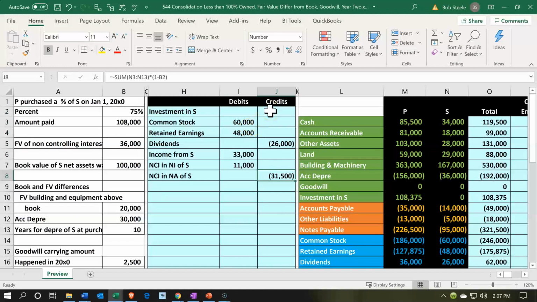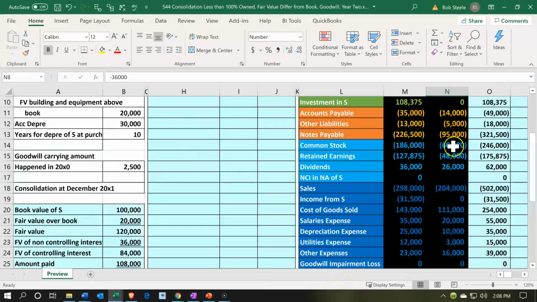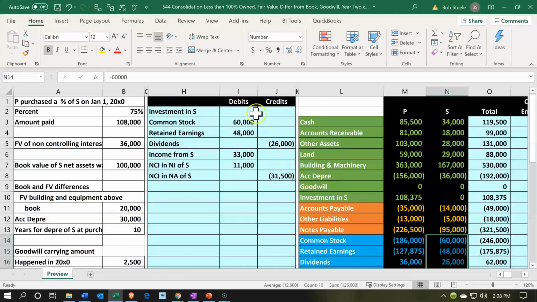The investment account is what we're going to reduce. That's where the other side is going to go, which is going to be the net assets times the 75%, right? So this is going to be the net assets minus liabilities, the 126, or all of the equity, the 126 times 75%.